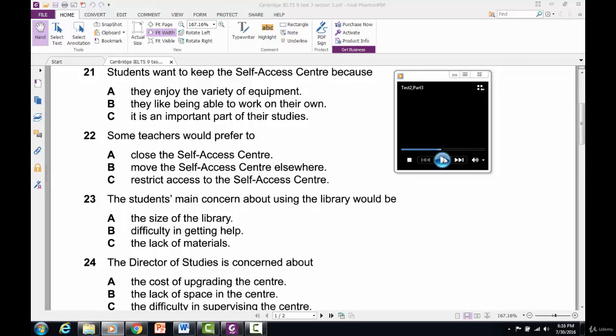It's the problem of. All right, so when they say it's the problem of, they're talking about what their concern is. They said it's the problem of timetabling a teacher to be in there. So the correct answer would be C, the difficulty in supervising the center.